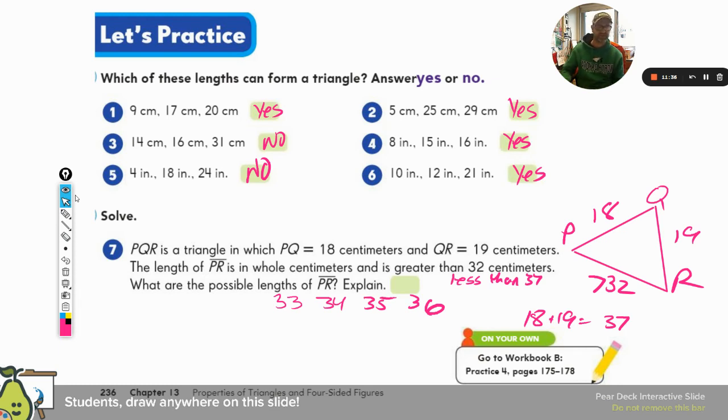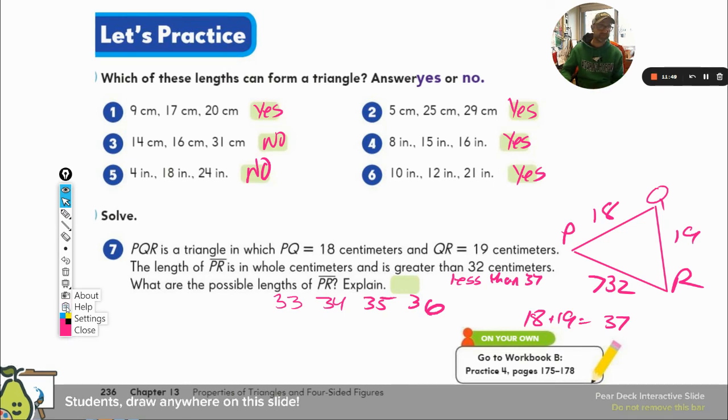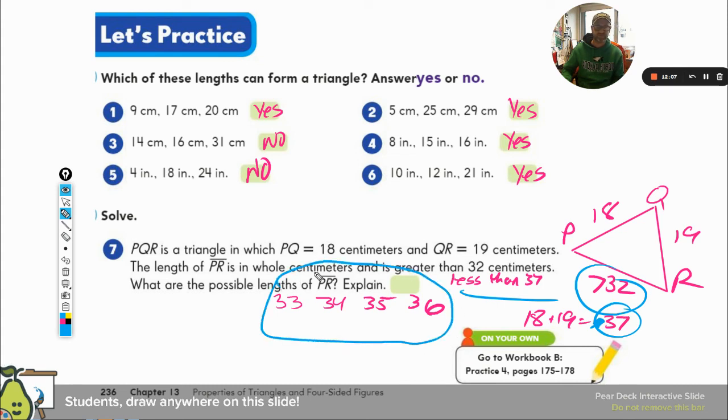All right, number 7. I drew a triangle, PQR. PQ is 18, QR is 19, and all I know is PR must be bigger than 32. But then I got to add 18 and 19 because it's going to be less than 37. Okay? It's going to be less than 37. So the numbers between 32 and 37 are 33, 34, 35, 36.